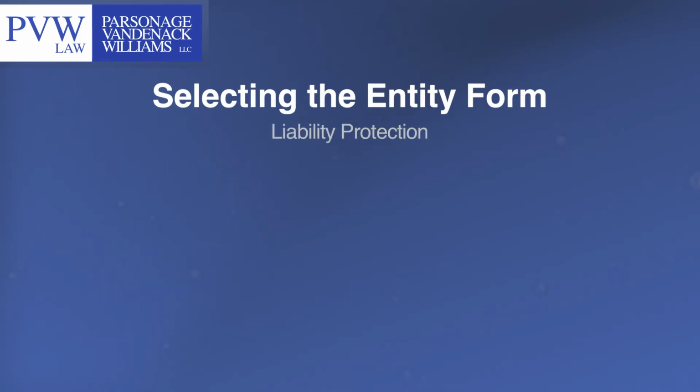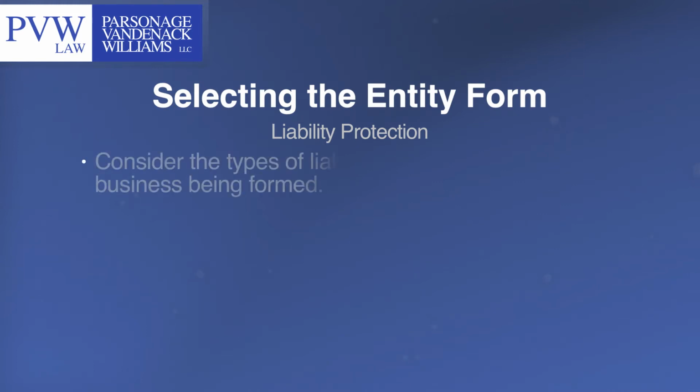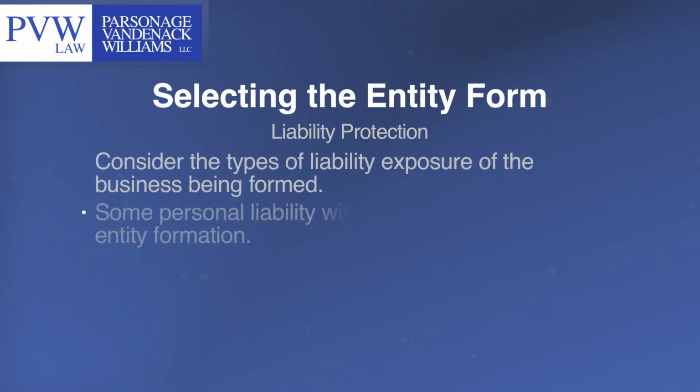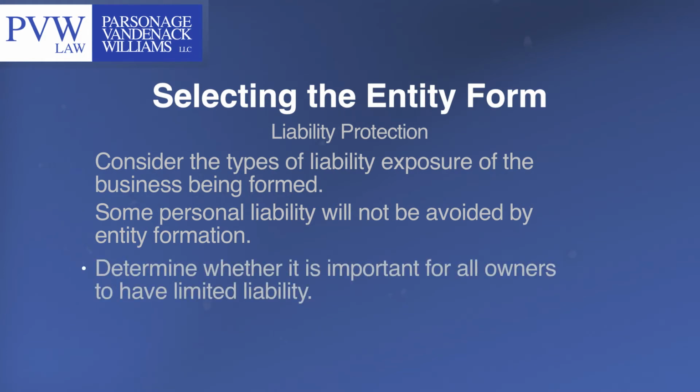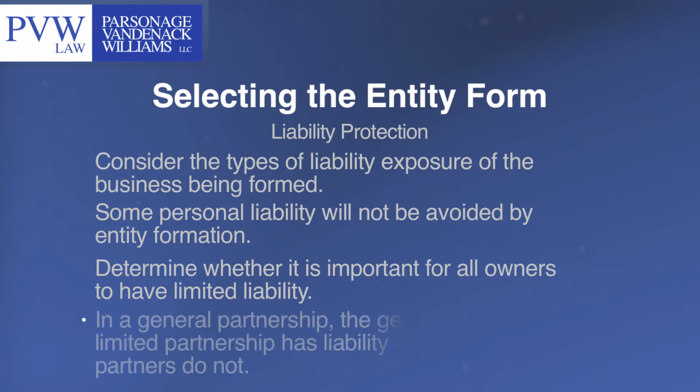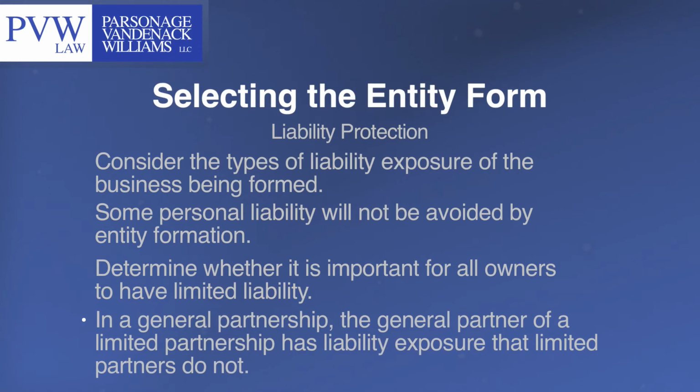One of the most important reasons for forming an entity is to obtain liability protection. Before deciding the entity form, consider the types of liability exposure of the business being formed. Some owners have personal liability, such as malpractice liability, that will not be avoided by entity formation. However, most professionals are still well served by using a limited liability entity to limit exposure to other types of liabilities. When considering limited liability, determine whether it is important for all owners to have limited liability. In a general partnership, the general partner of a limited partnership has liability exposure that limited partners do not.